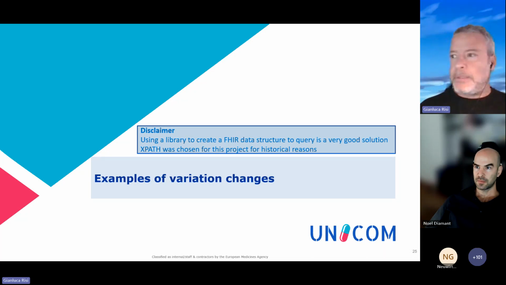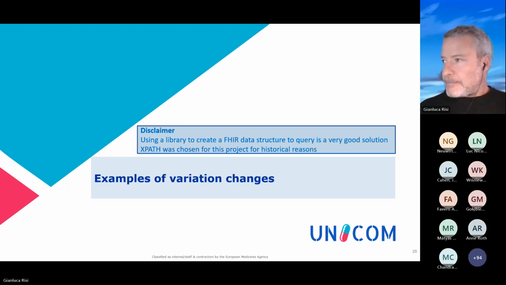We will see some examples of variation changes. As you can see on the slide, we have a disclaimer reminding us that there are two possible strategies to consume FHIR XML data. One would be using an object-oriented library for it, and the other one is using XPath. All the examples we will see are using this second strategy, so we will see a lot of XPath in them.